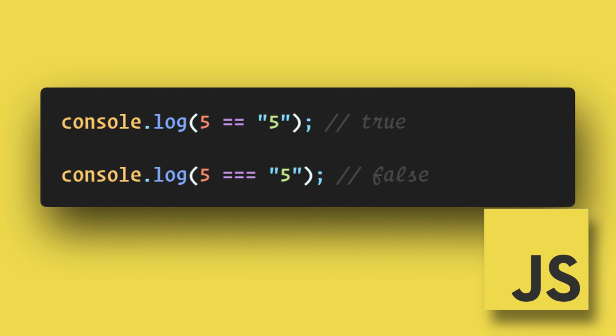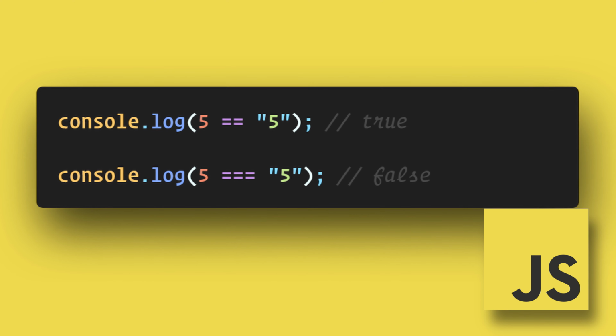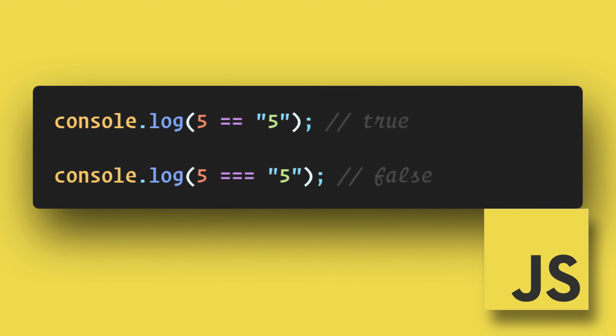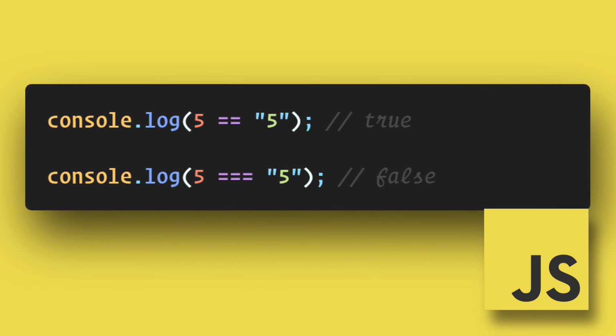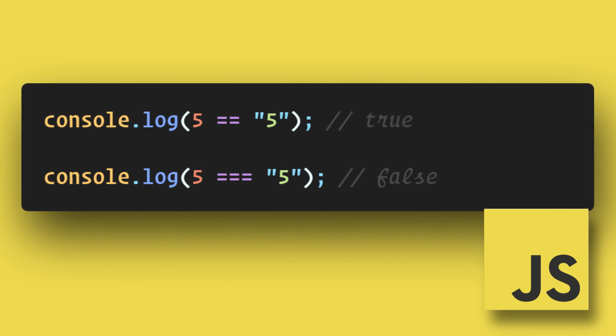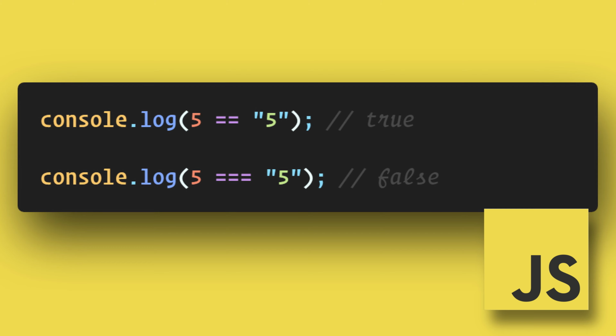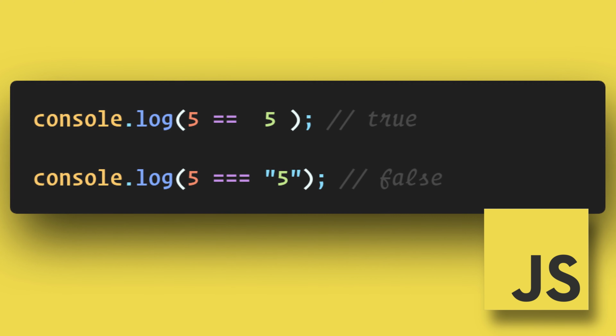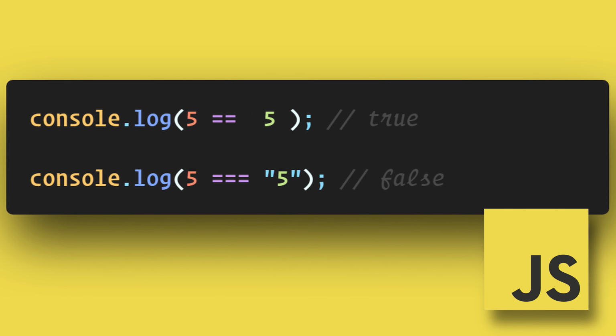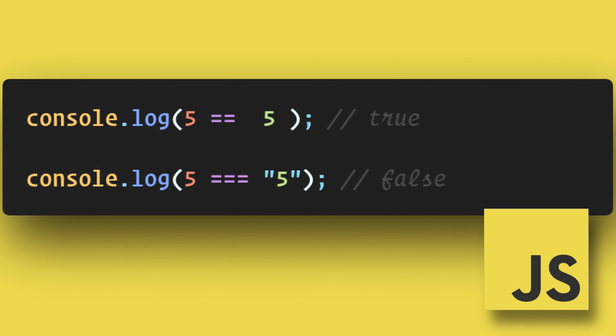In this example, the double equal returns true, but the triple equal returns false. This is because the double equal checks for abstract equality, which means that it actually tries to convert the type using type coercion. So it converted the string 5 into the number 5. The triple equal checks for strict equality, so here the data types must match.